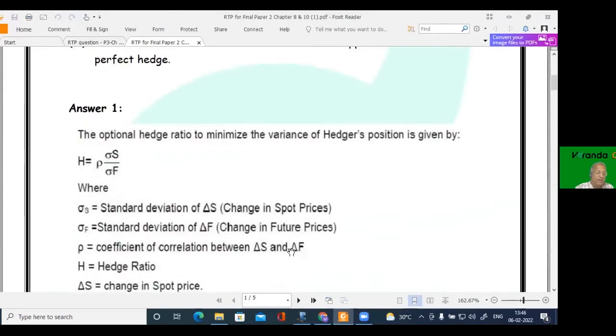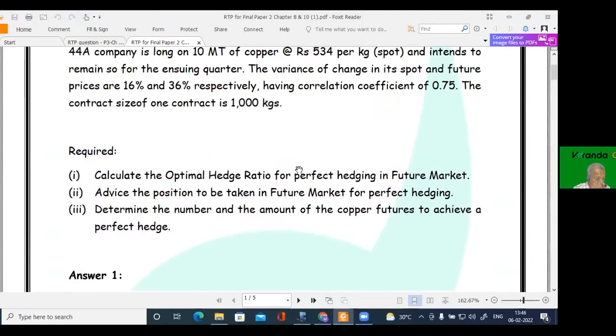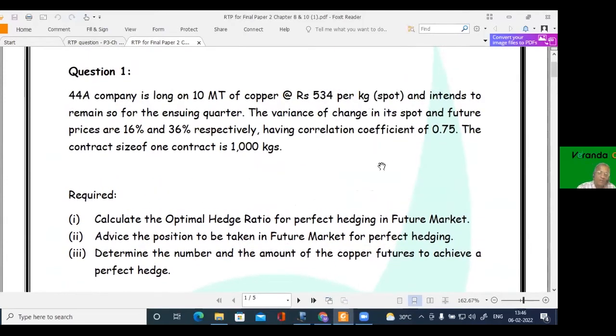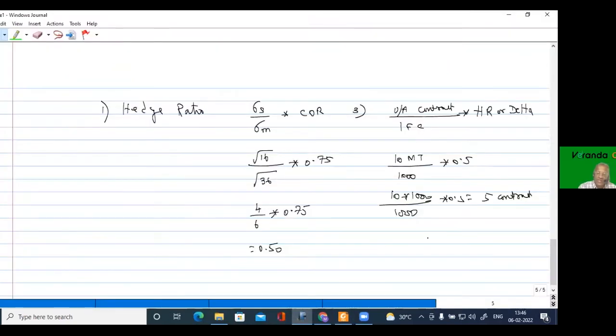They have mentioned so clearly that it is 5 contracts, and each contract has a multiplication of 1,000 kilograms. So these are 5 contracts, each contract has 1,000, so 5,000 kilograms. Therefore, it should be multiplied by the spot price of 540. So this is the contract size of each. 5,000 into 534 comes to rupees 6,70,000 short.